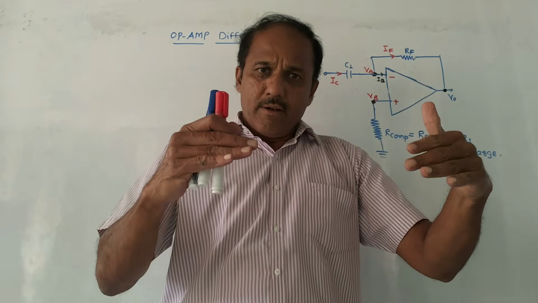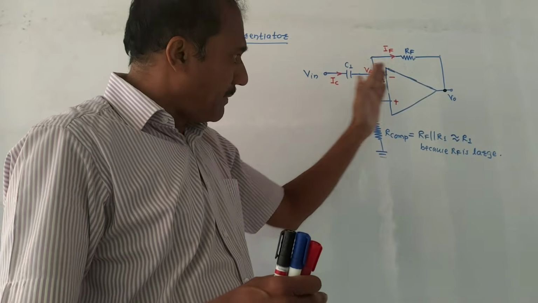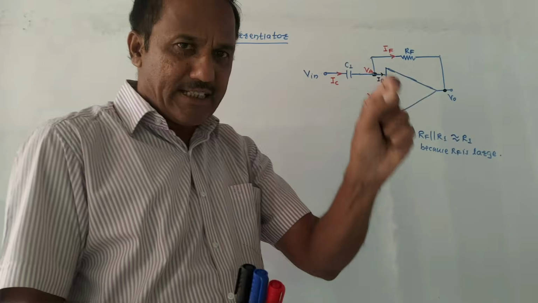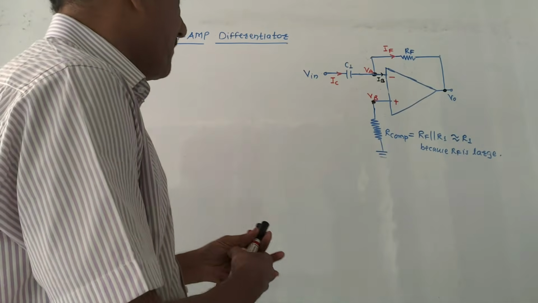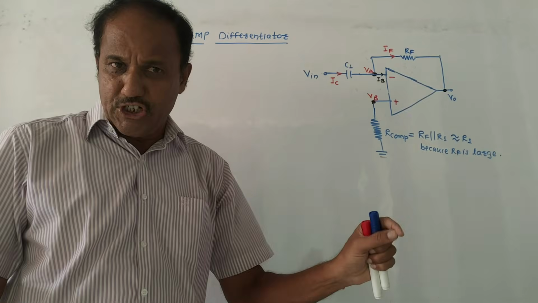Now definition is, as the name indicates, it is differentiator, means output will be differentiation of input voltage, that is d by dt of input voltage. Now this is the diagram of ideal differentiator.